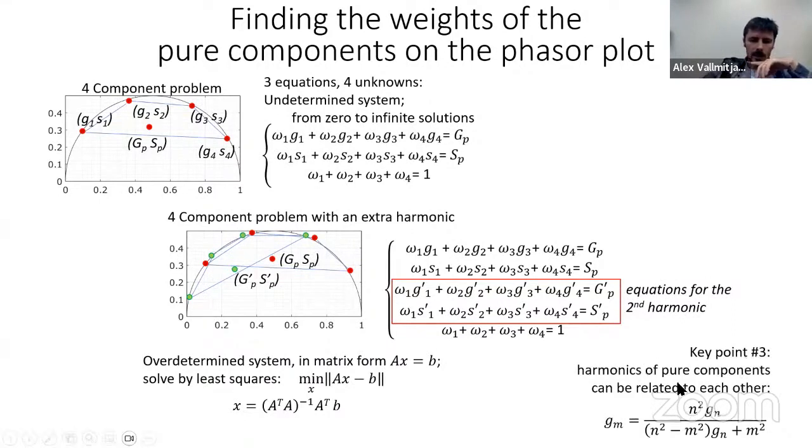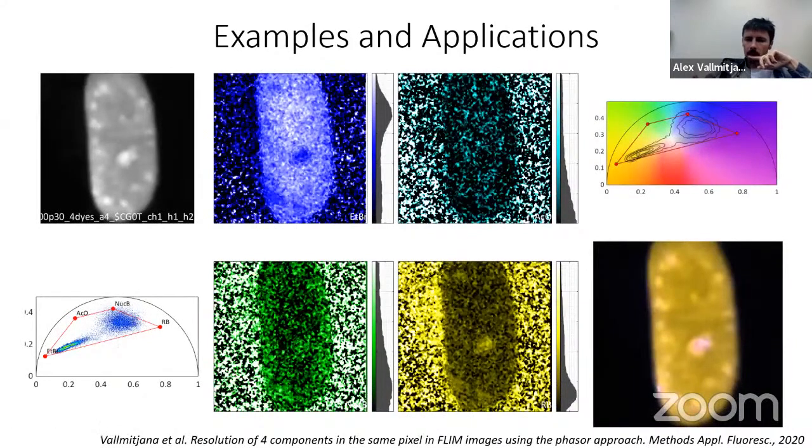Remembering key point number 3, that you can relate the higher harmonics S and G of the pure components to the first harmonic. Okay, so this led to work with Lionel and other people at the LFD, in which we were using this to unmix both in lifetime and in spectral data. This is one of the first data sets that we used. We were labeling with 4 components and attempting to find, in each pixel of the image, what is the fraction of the known 4 components in that pixel?